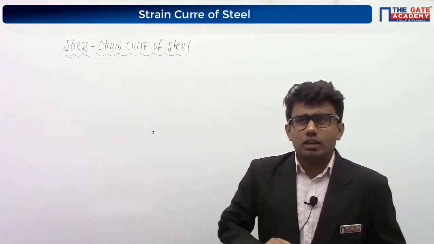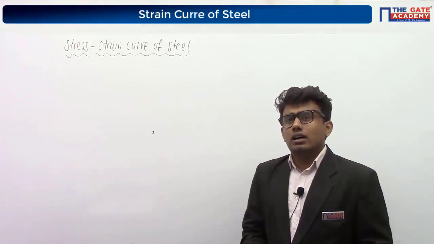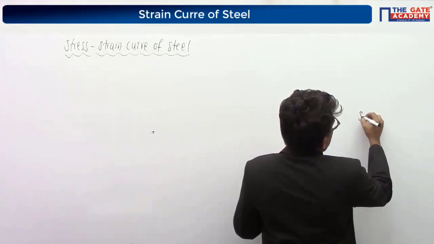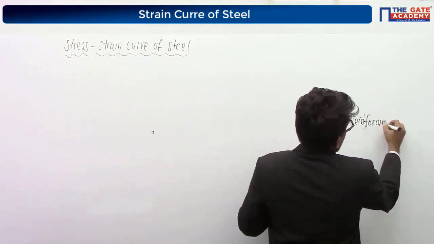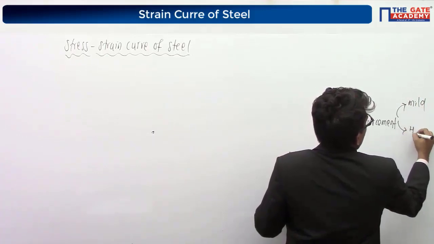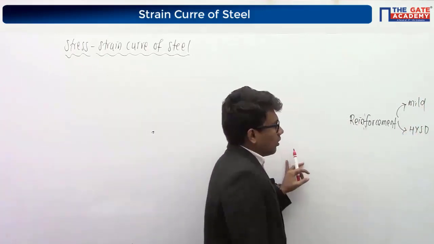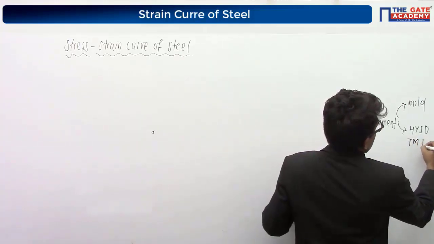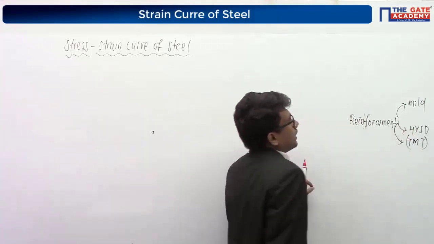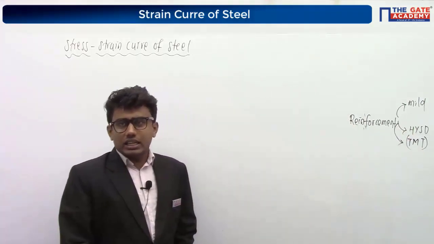See, what are the different types of reinforcement we usually use in reinforced concrete? Yes, Raushan, exactly. Different types of steel are available. We have mild steel bars, and we have HYSD steel bars, or TMT steel bars, that is thermomechanically treated steel bars, also there, right? I am going to consider it as a third one. These are the three types of reinforcement we generally use.